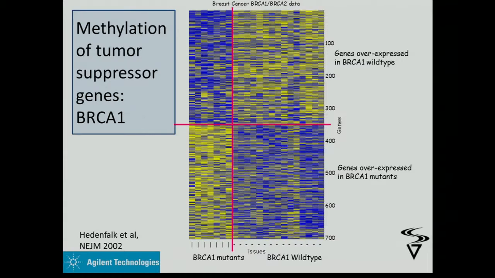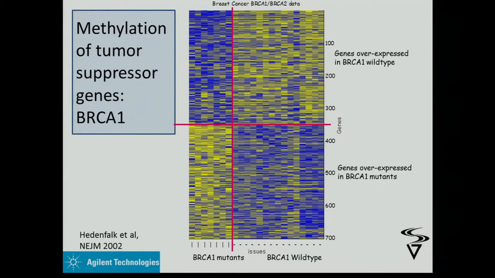So this is comparing expression profiles of BRCA1 mutants to expression profiles of BRCA1 wild-type patients using a very old version of Agilent microarrays. This is from 2002. And as you can see, there's a very nice difference between the expression profile of the mutants and the wild type, but there is one sample here that you want to move to the other side. Okay, so this one is a wild type, but it clearly belongs on the other side in terms of its expression pattern.